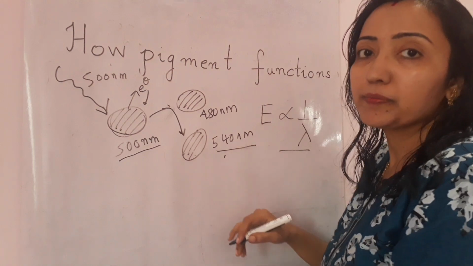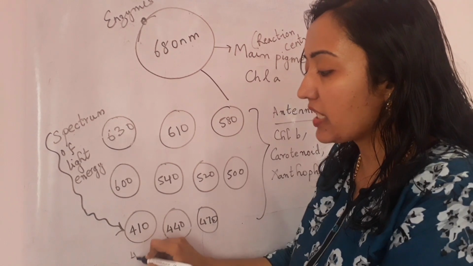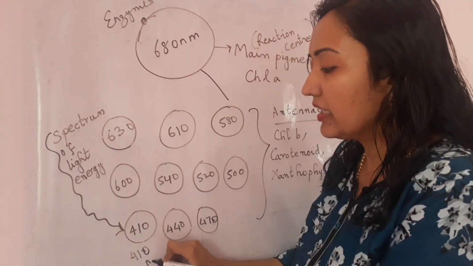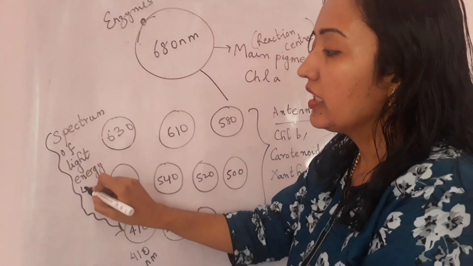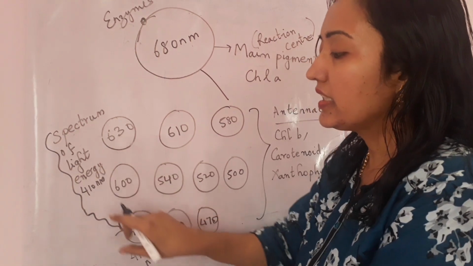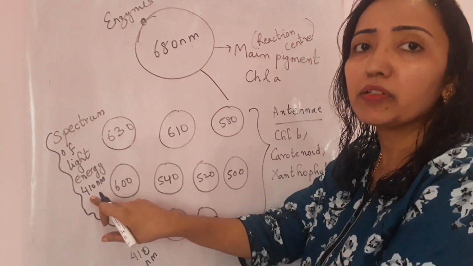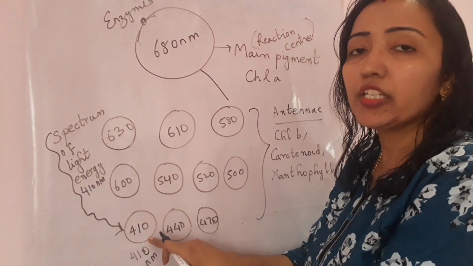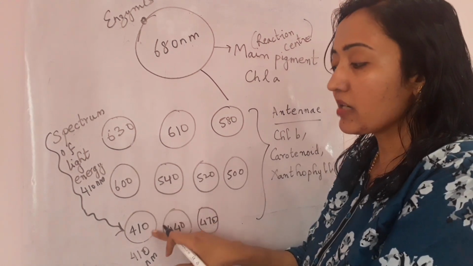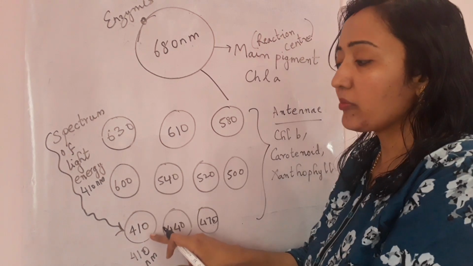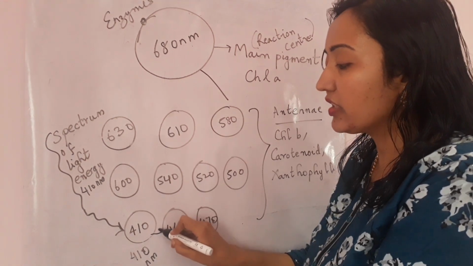Hope you understood. Light energy is falling on a pigment, and this is a pigment which absorbs light energy at 410 nanometer wavelength. So when light energy is falling, it will absorb the light energy. This pigment will absorb light energy at the fixed wavelength, that is 410 nanometer. And the electron will get excited, and some energy will be lost when the electron comes back to ground state, because some energy is lost in the excitement of electron.